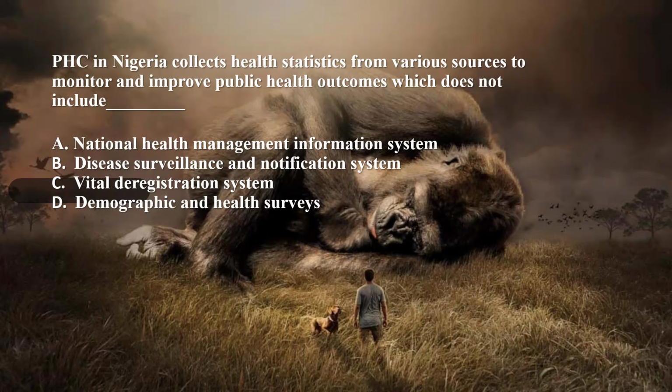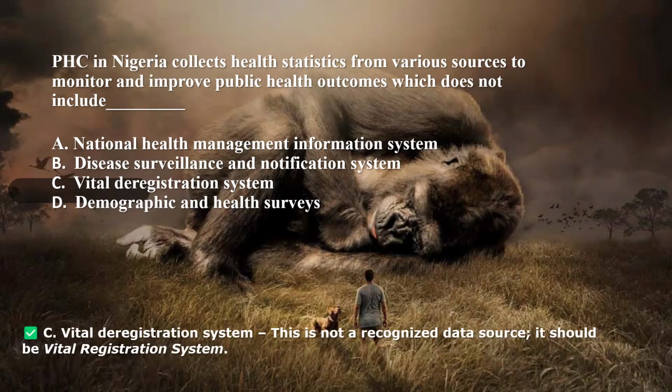The correct answer is C, Vital Deregistration System. This is not a recognized data source. So what this question actually asks was the sources of health statistics for the Nigerian primary healthcare system. And all that was mentioned, the National Health Management Information System, Disease Surveillance and Notification System, and Demographic and Health Survey, were all sources for the primary healthcare health statistics.